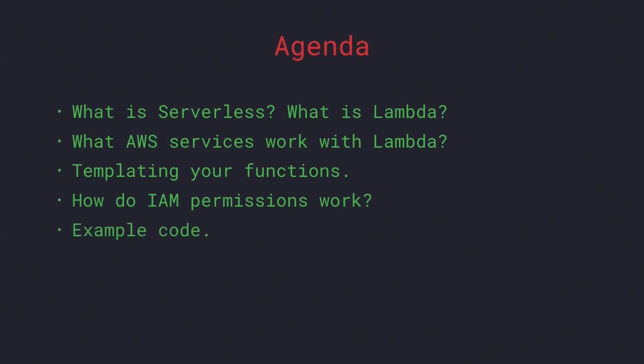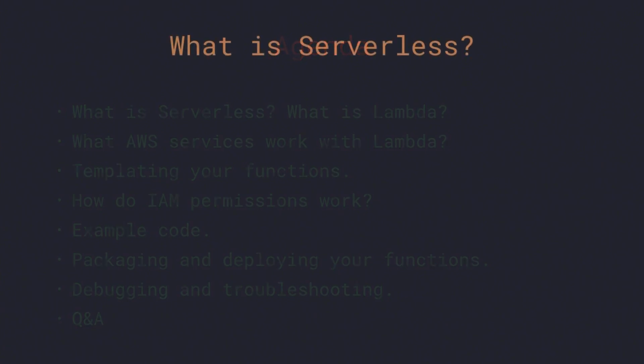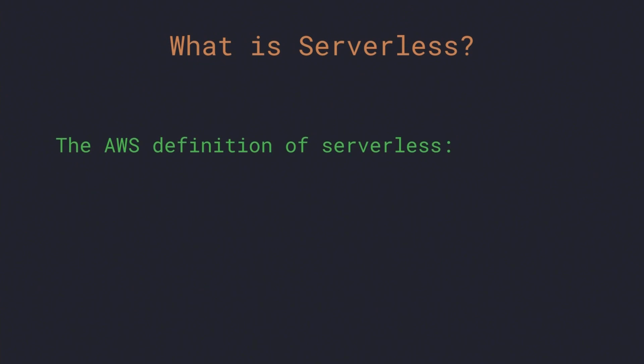We'll walk through some example code. Then we're going to cover packaging and deploying these Lambda functions. And then once deployed, how do we troubleshoot things when they aren't quite working the way that we need them to? And then lastly, we'll wrap up with hopefully a healthy amount of Q&A, and hopefully we have plenty of questions after we wrap up. All right, so first off, what is serverless?